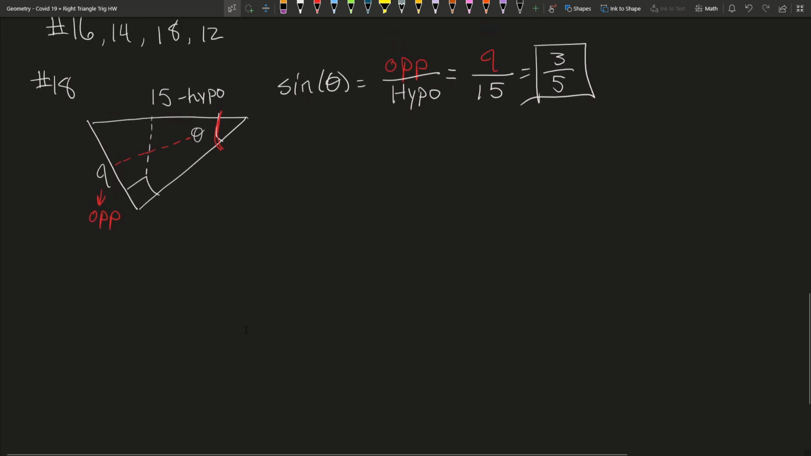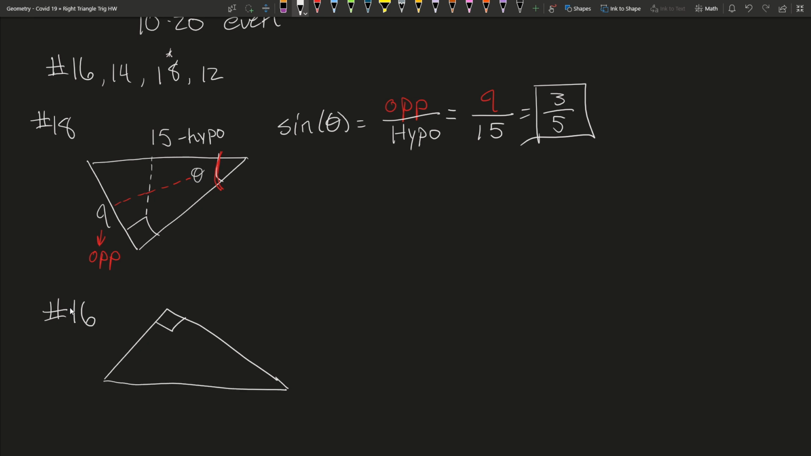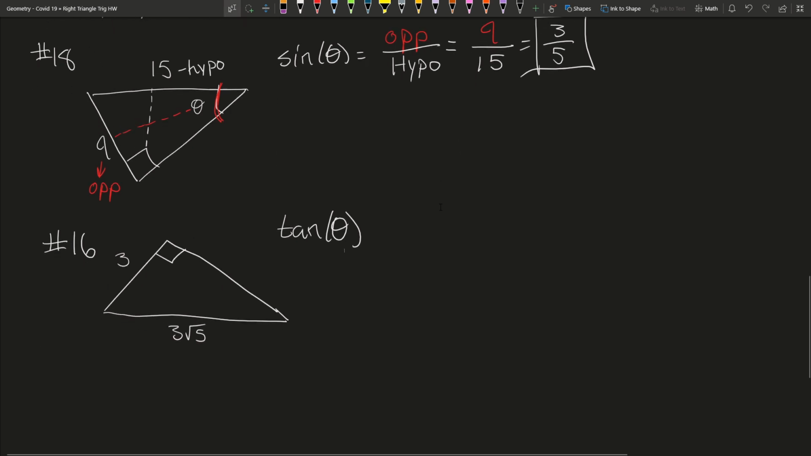All right. Then we'll do, let's say, 16 next. Number 16 gives you this diagram, and it asks for tangent of theta. Tangent is always going to be opposite over adjacent, so we need both of those sides. And that angle is this.